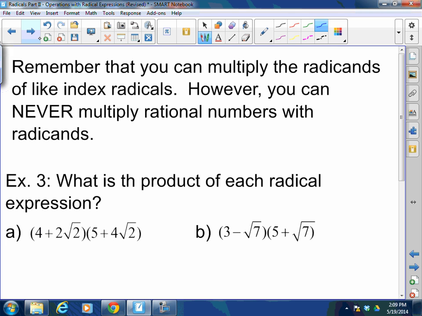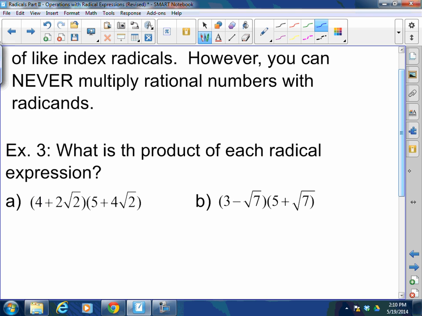Now, we're going to go back to what you did in the homework, but this time we're going to simplify our answer. Before, when you guys did this in the homework, you just had a long answer, but you didn't realize that you could add like terms. Now you can. So remember that you can multiply radicals of like index, okay?